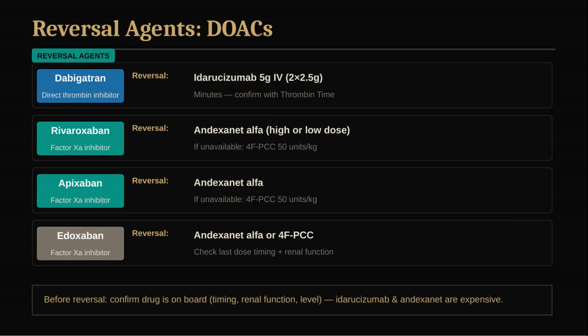If andexanet is unavailable, 4-factor PCC at 50 units per kilogram is the alternative, off-label but used widely. Edoxaban: andexanet alfa or 4-factor PCC, as for all DOACs. Check timing of last dose, renal function, and whether the drug is even on board before giving reversal. Idarucizumab and andexanet are expensive and targeted.